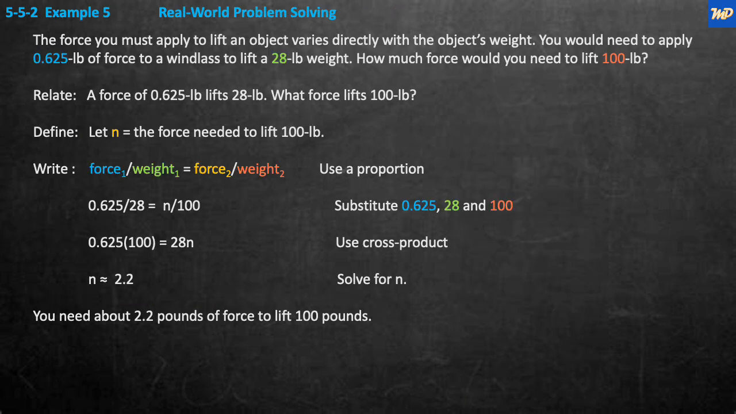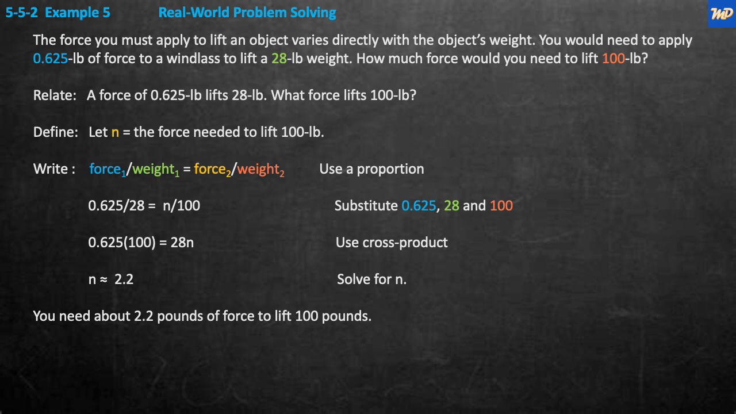Windlass. Okay, example 5. Here's your second real world problem. The force you must apply to lift an object directly varies with the object's weight. Keep thinking about our windlass, right? The pounds of force it's going to take to crank that crank. You would need to apply 0.625 pounds of force to the windlass to lift a 28-pound weight. That's based on the gearing and the spool size, how much force you have to apply and how big the handle is, to lift 28 pounds. How much force would you need to apply using that same windlass to lift 100 pounds?